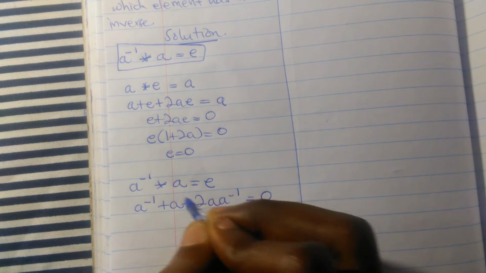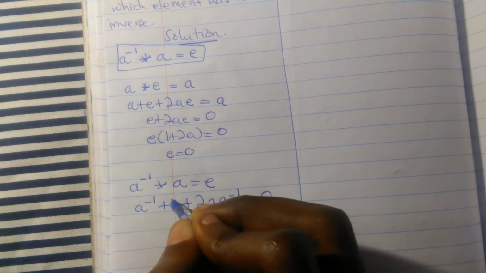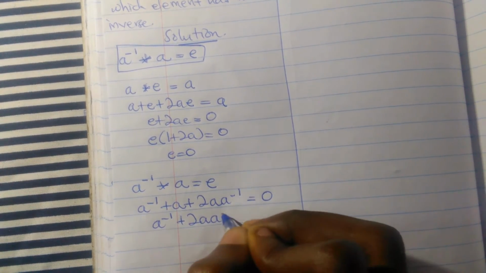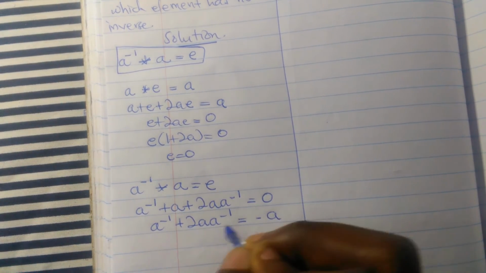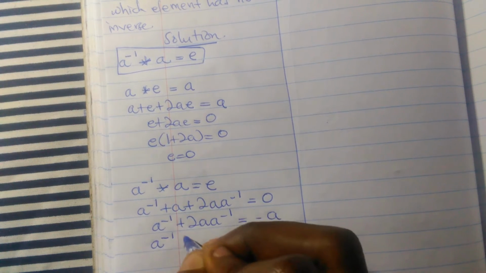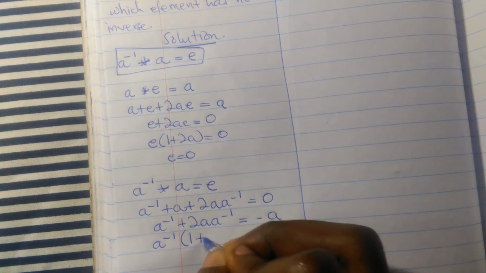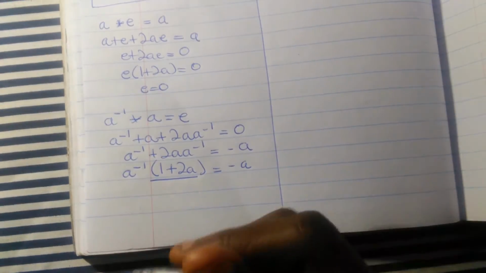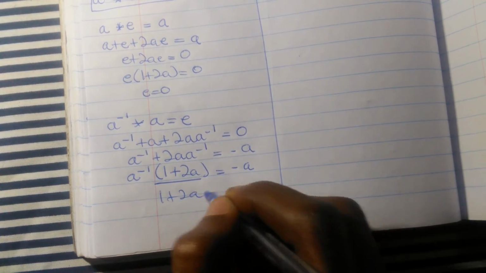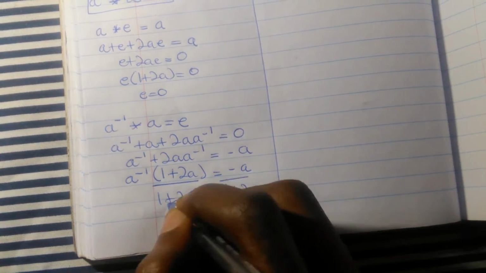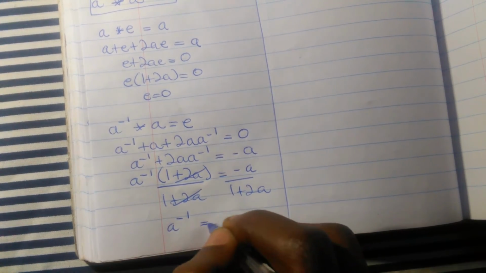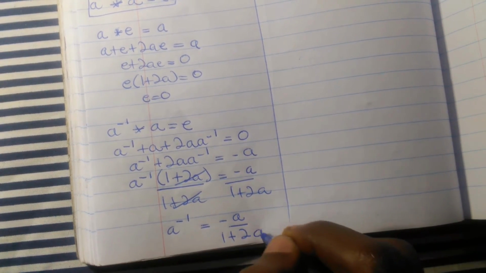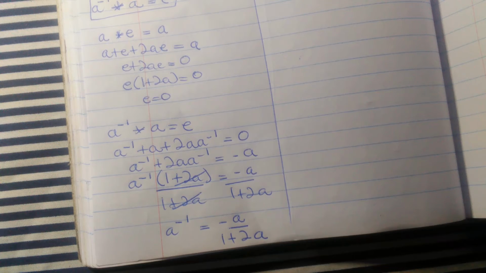So now moving A to the other side, we get the inverse element plus 2A times the inverse element to be equal to minus A. Then factorizing the A inverse out, we get A inverse times (1 plus 2A) to be equal to minus A. Then dividing by 1 plus 2A, we'll get our inverse element to be equal to minus the general element A over 1 plus 2A. This is how we solve for the inverse element.